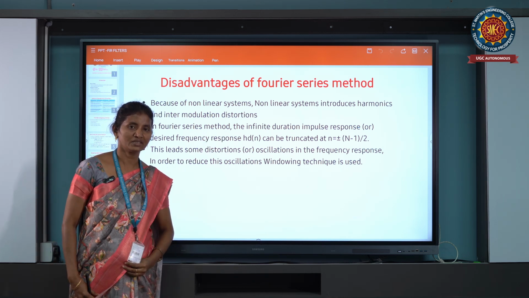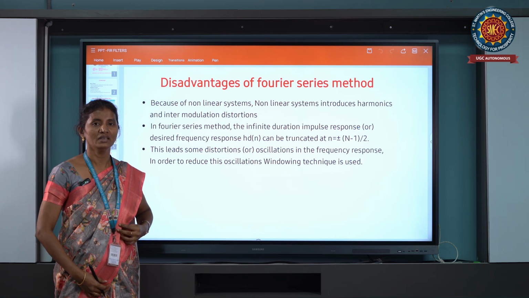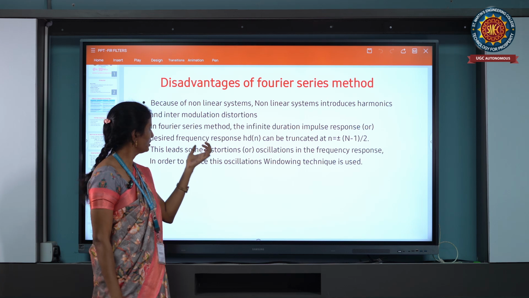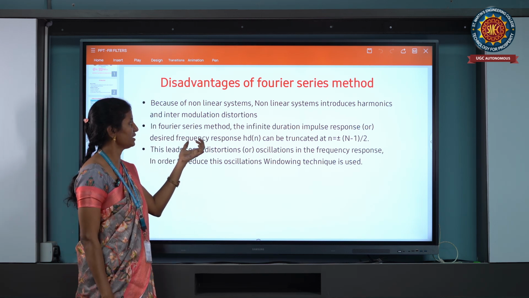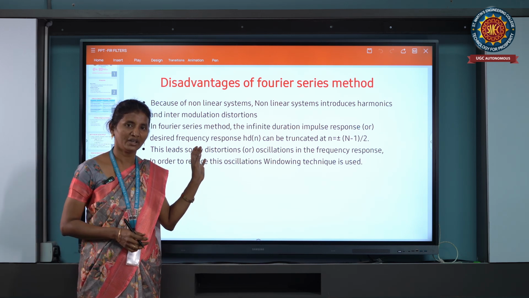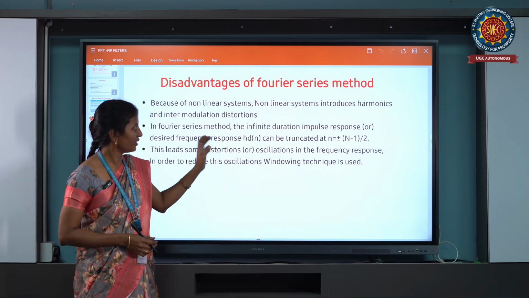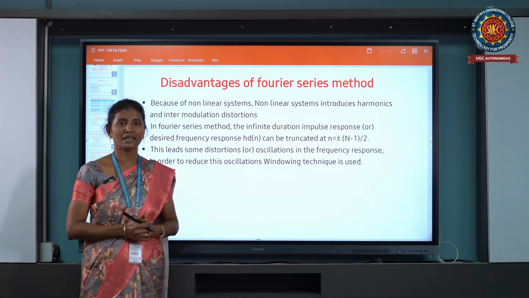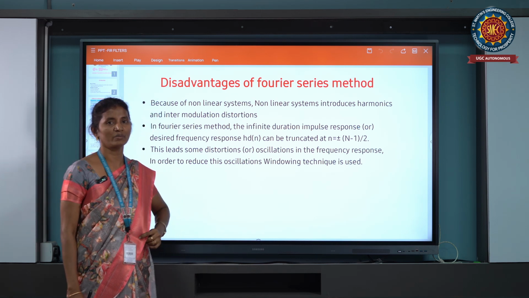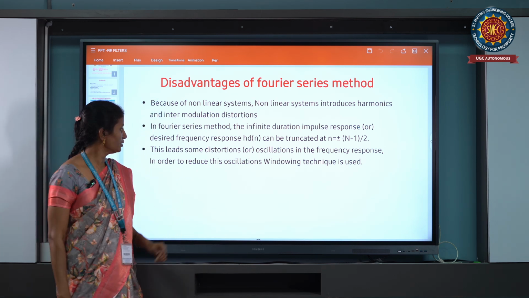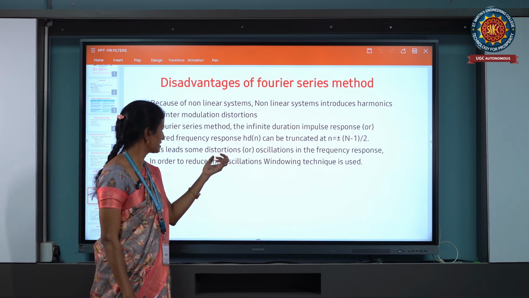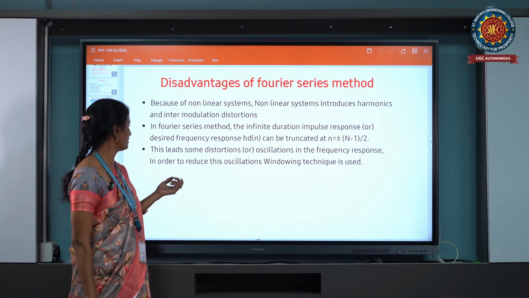Intermodulation distortions means during the quantization process, some errors are erased in the quantization process. In Fourier series method, the infinite duration sequence, the infinite impulse response or infinite frequency response, is truncated at n equal to plus or minus (N minus 1) by 2. During this process, some oscillations or distortions are erased in the frequency response.